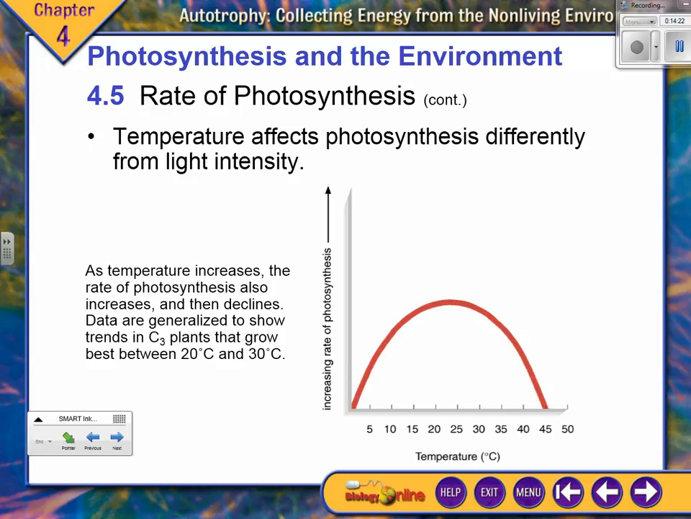And do you think the plants that are more adapted to the warm environment, maybe that shifts for them? Do you think the plants that are more adapted to cold environments, that shifts for them? Yeah.